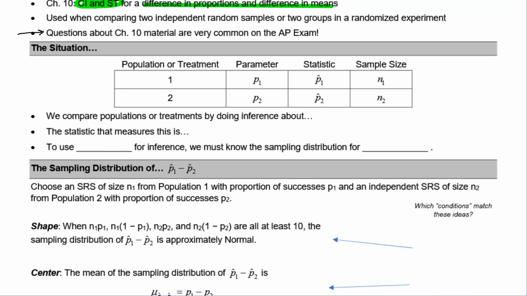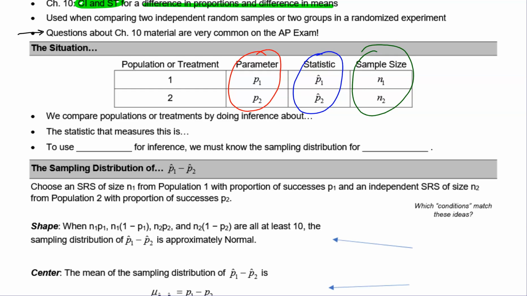All right, so here's the situation. We've got 2 different populations or treatments, and the parameters that measure population 1 and population 2 are P1 and P2 respectively. The statistic that measures a sample from each of those populations is P1 hat and P2 hat respectively, of course with sample size N1 and N2 respectively.